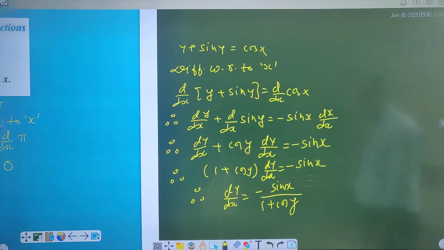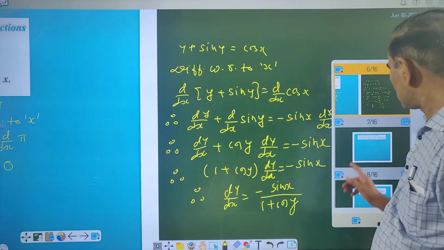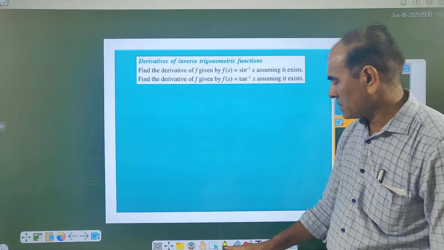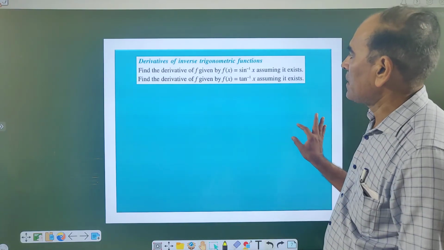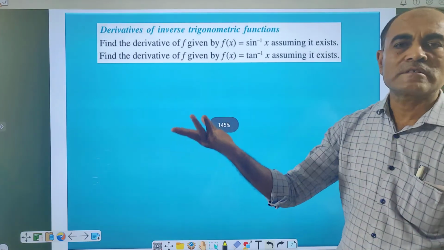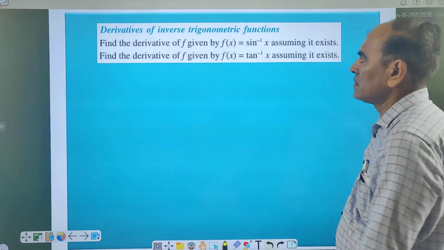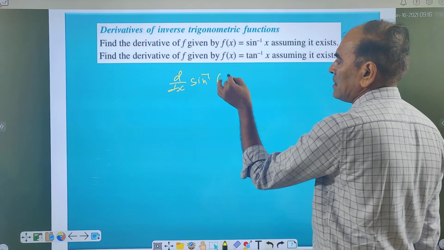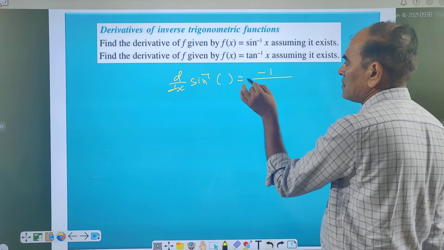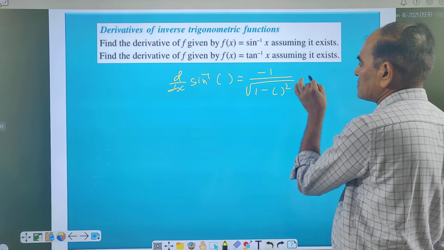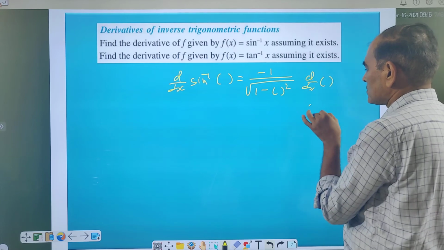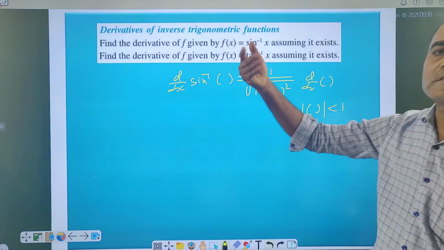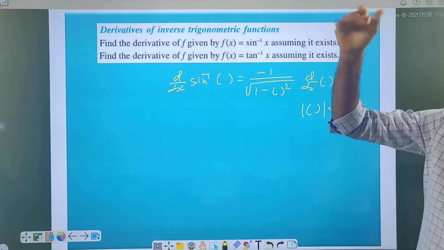Very easy. Next. This thing we already saw: find the derivative of sine inverse, cos inverse, tan inverse, cot inverse, likewise. And we note the formula in this form: the derivative of sine inverse of some function is 1 upon the square root of 1 minus the function squared, times d by dx of the function, where the magnitude of the function is less than 1. Likewise, we already saw all six inverse trigonometric forms in the last lecture.